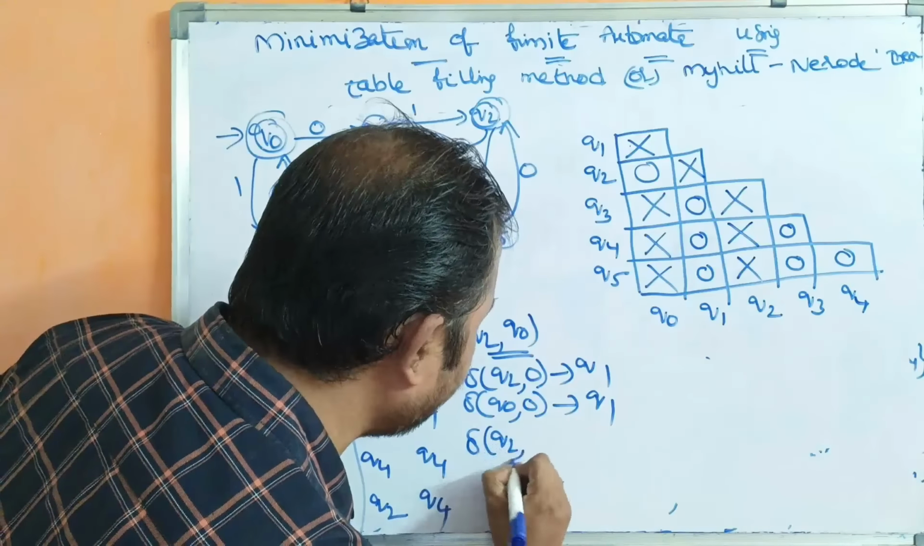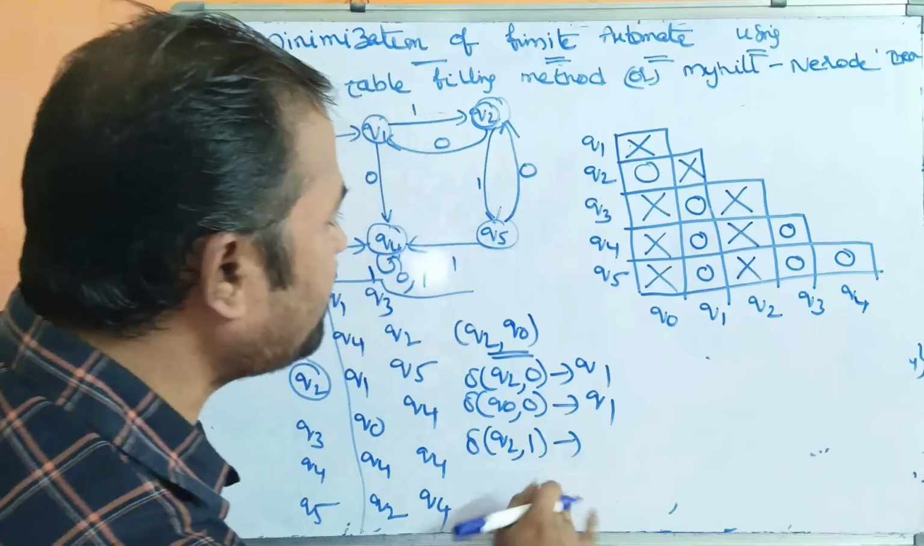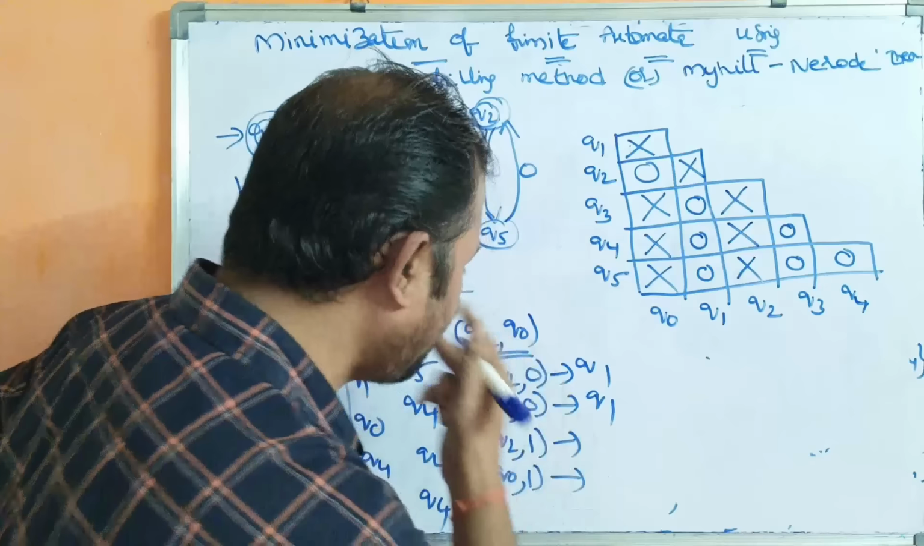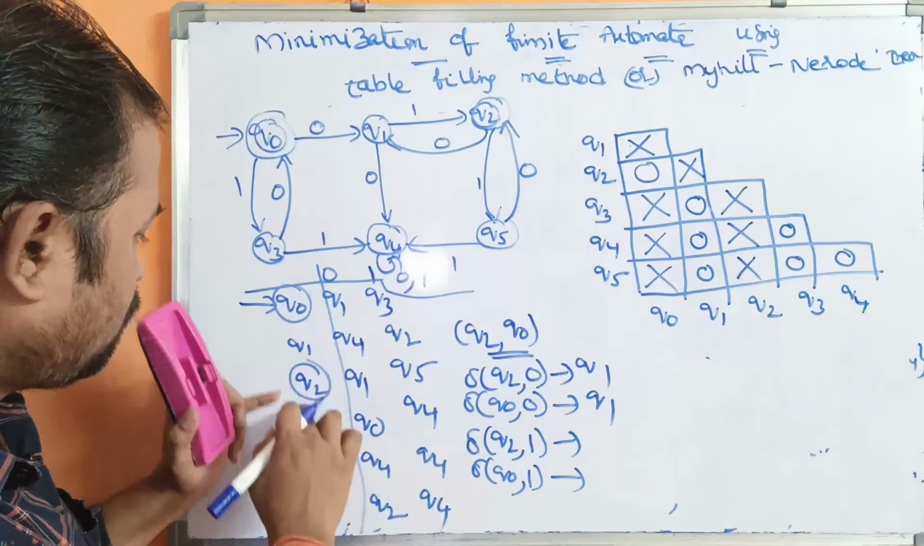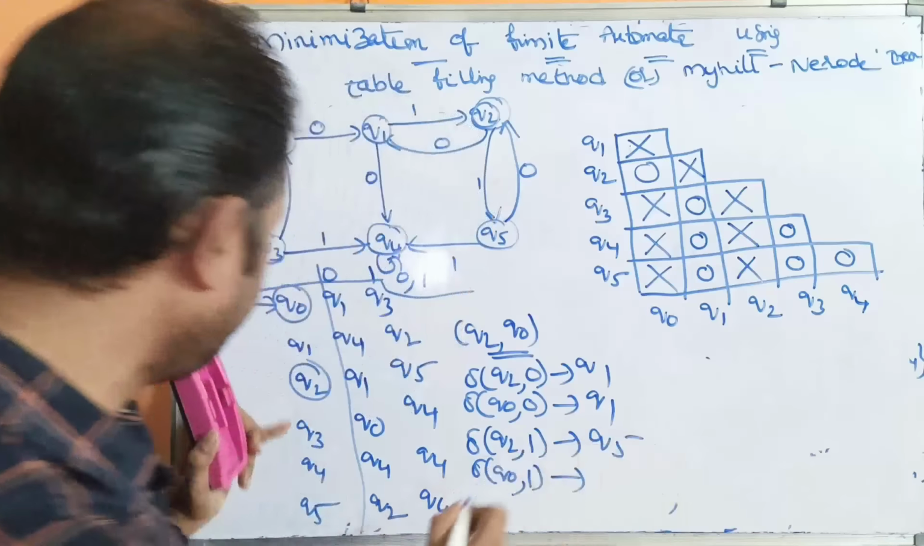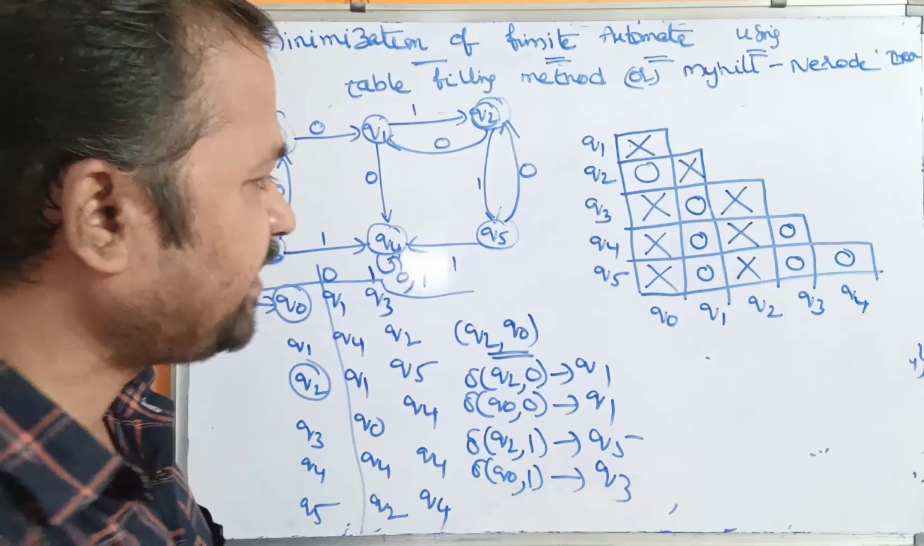The next input symbol is 1. So delta of Q2 comma 1. Next one is delta of Q0 comma 1. What is Q2 comma 1? Q2 comma 1 means Q5. Next, what is Q0 comma 1? Q3. Now let us check the Q5, Q3 pair.